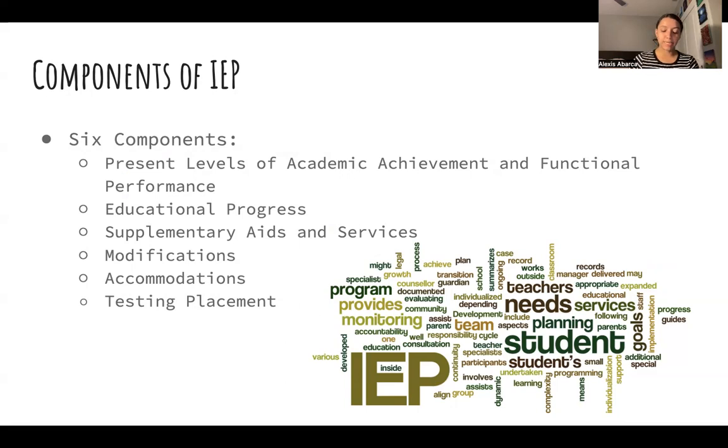Number 3, supplementary aids and services make it apparent that a child needs specific support in both academic and extracurricular settings. Number 4, modifications are adjustments to the curriculum that meet a student's needs in order to access, demonstrate, and participate in the classroom. Number 5, accommodations are made when a student needs specialized assistance in order to acquire new content, demonstrate understanding, and participate fully in every aspect of school life. Lastly, testing placements decide if a student takes alternative assessments or state and district-wide exams, whether or not they need accommodations.